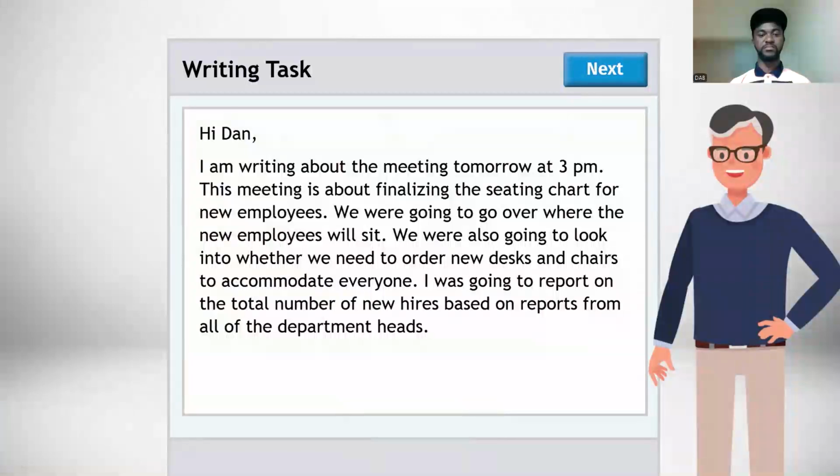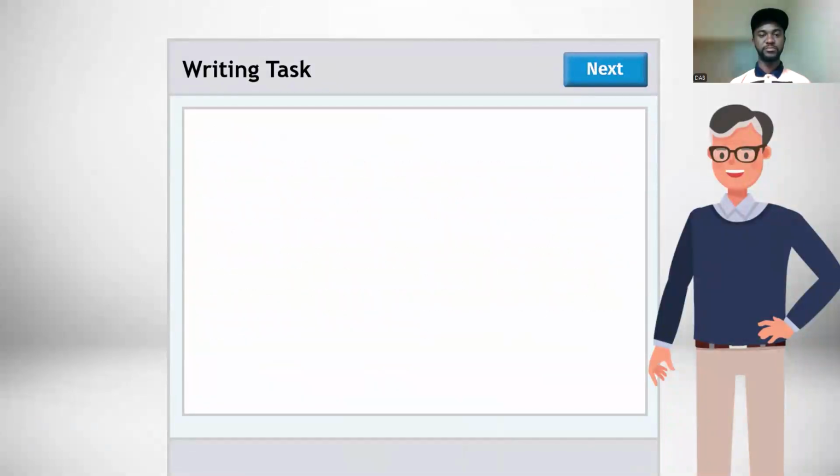Okay, this seems a little wordy, but I'll leave it for now. I'll come back and check it after I've done a first draft. Here's my second paragraph.